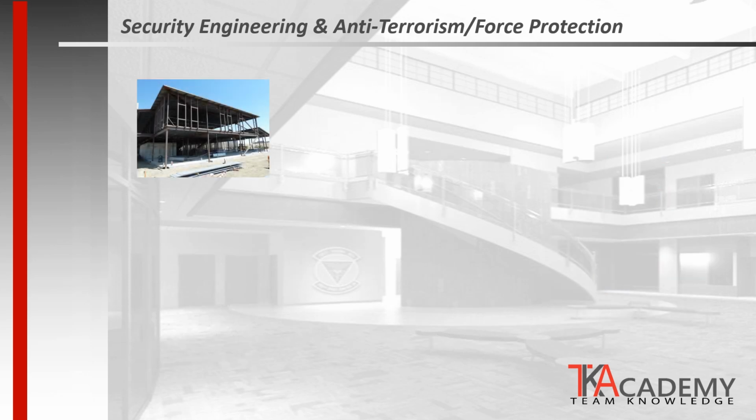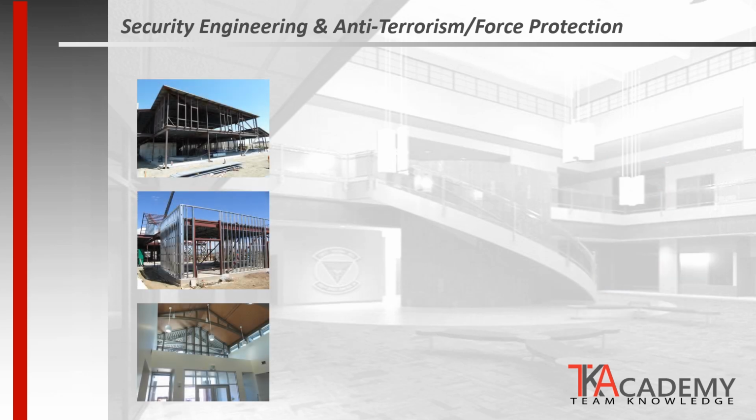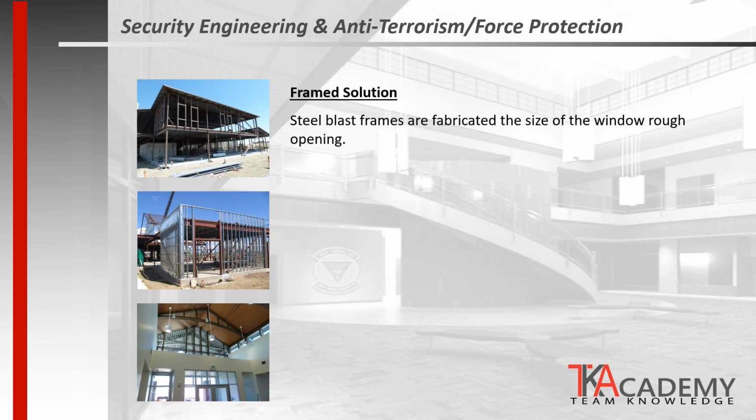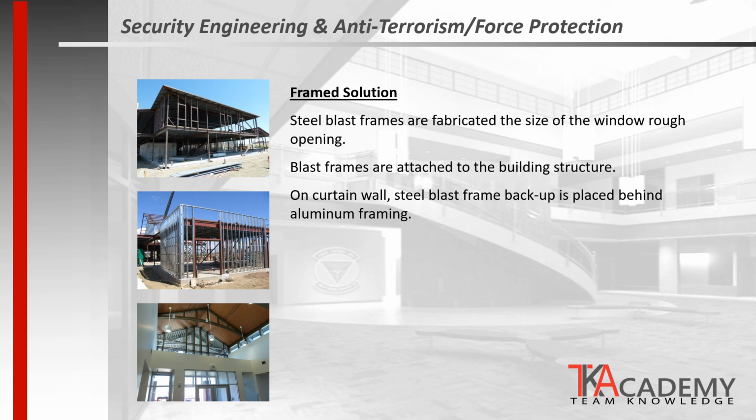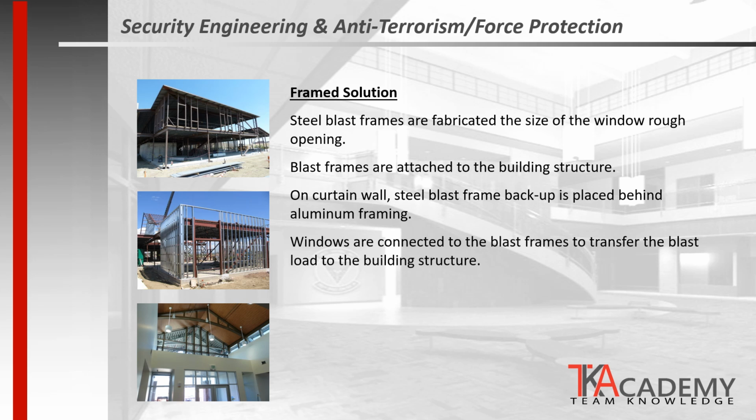The blast load at the window must be transferred into the building structure. In a frame solution, steel blast frames are fabricated at the size of the window rough opening. The blast frames are attached to the building structure. This creates a rough opening for which the window frames are installed and attached to transfer the loads into the building structure. If there is a curtain wall system, it is typically backed by a steel frame that reinforces the aluminum framing deflection. Windows that are connected to the blast frames in either a punched opening or curtain wall system transfer the loads of the blast from the window frame into the building structure.